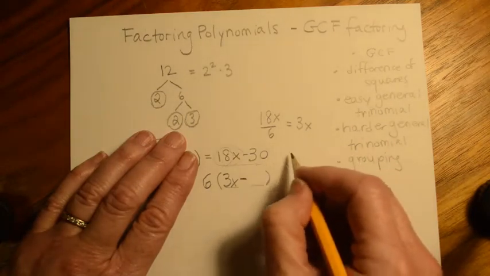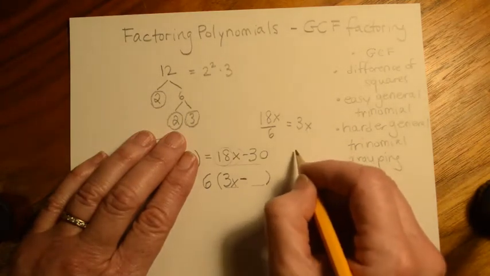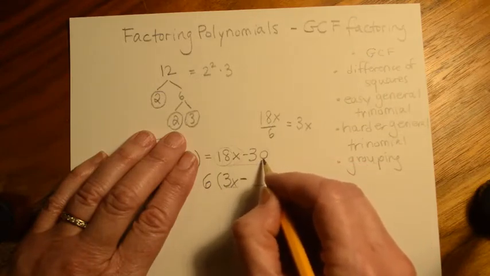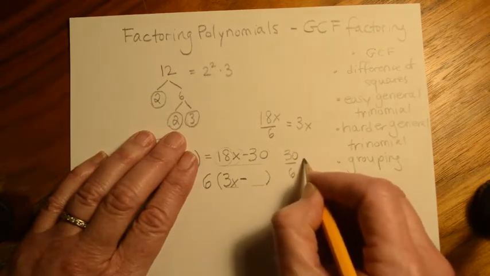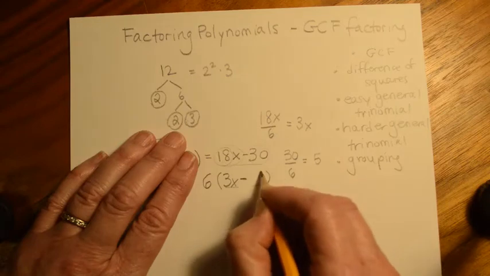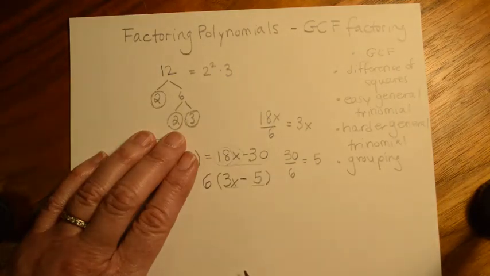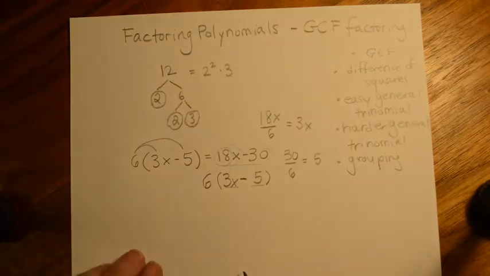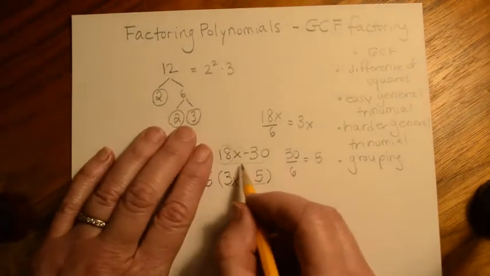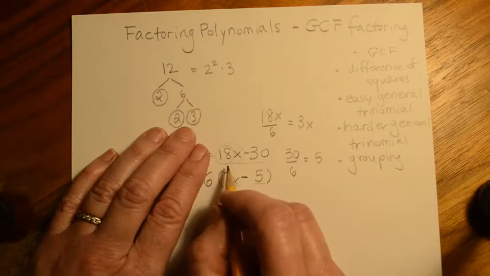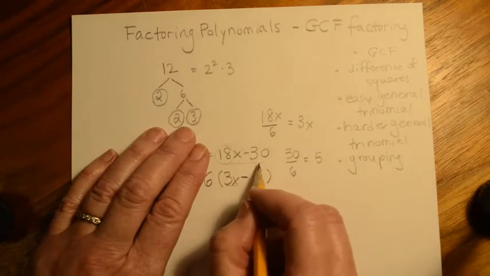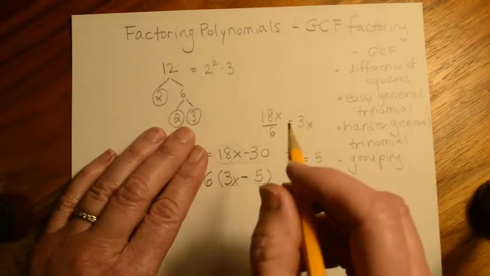Then I can do the same thing with the 30. What was here before we got 30? If I multiplied by 6 and got a 30, then to figure out what was there, I should undo that by dividing. 30 divided by 6 is 5. And so it must have been 3x minus 5. And then, lo and behold, that's what it was. So this type of factoring, where we're trying to remove some numerical value or some variable that was the same in both terms, is called GCF factoring.